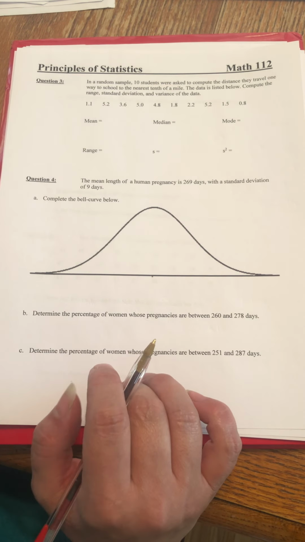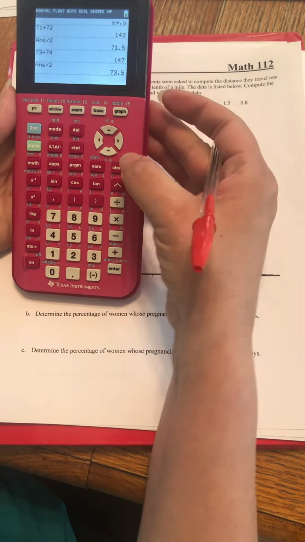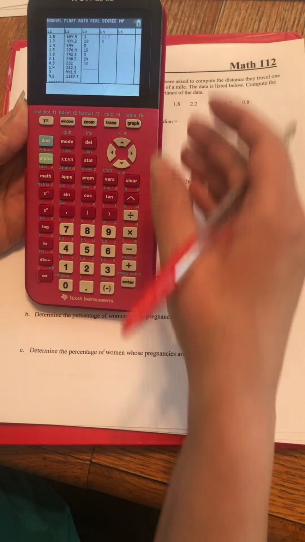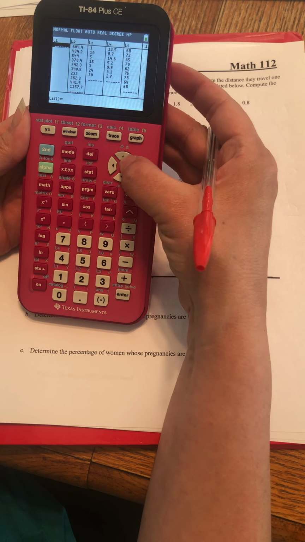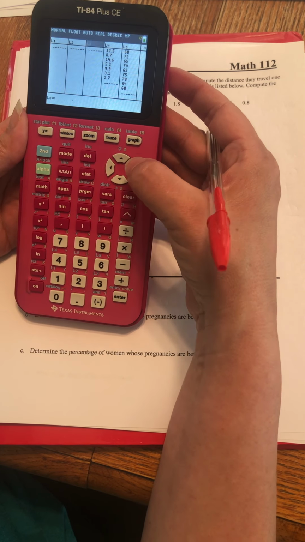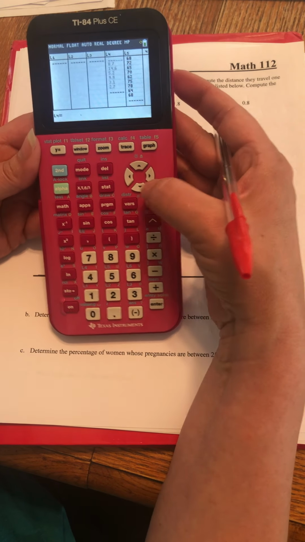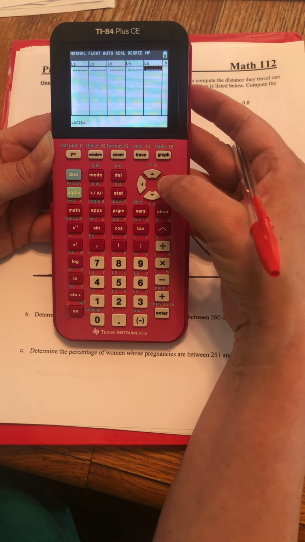Question number 3 is all calculator based. So pick up your calculator. Let's go to stat. Let's go to edit. If you have anything in your list, let's clear them out. Give me just a second to get all my lists cleared so we can start fresh. Clear and down. And clear and down. All right, here we go.